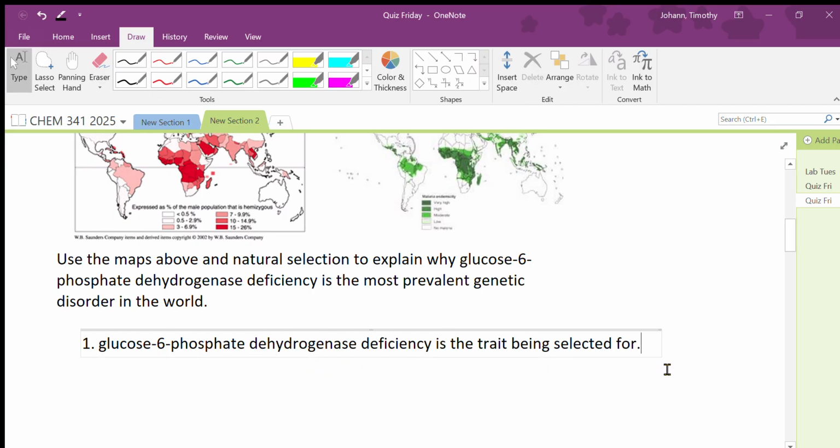So something is putting natural selection pressure to cause people to be more likely to have glucose 6-phosphate dehydrogenase deficiency in these regions, right? Because so far what we know from the previous lecture is that it's bad, right? It makes you more vulnerable to certain things. You can't eat fava beans. You're vulnerable to certain infections. You can't take certain drugs, okay?